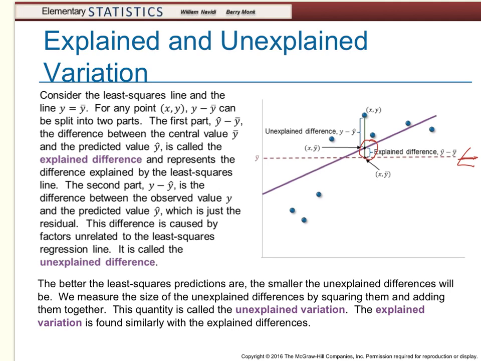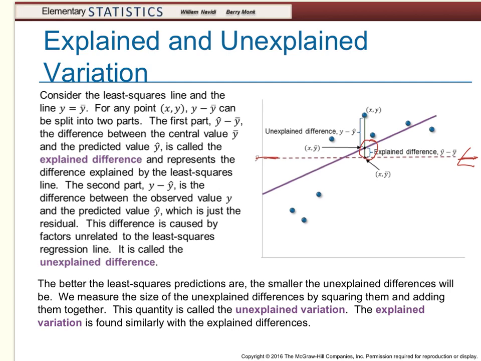The difference between the central value y bar, which is our mean value, and the predicted value y hat is called the explained difference. So the difference between this value and the line is called the explained difference and represents the difference explained by the least square line. The second part is y minus y hat, which is, guess what?